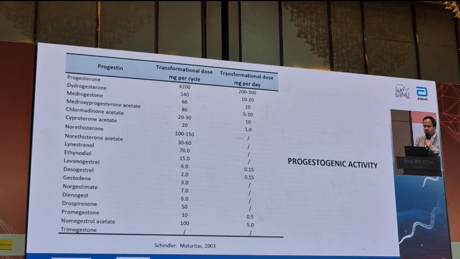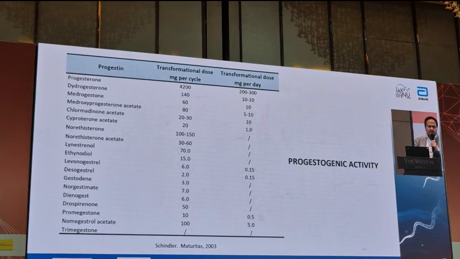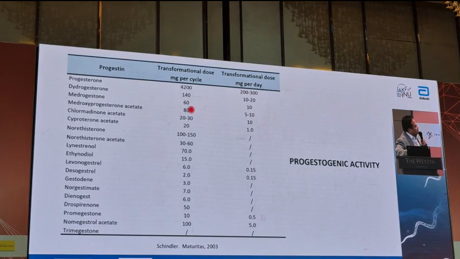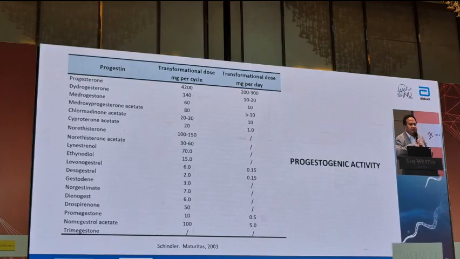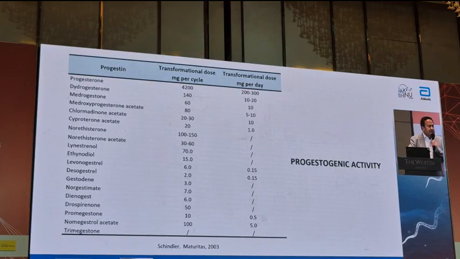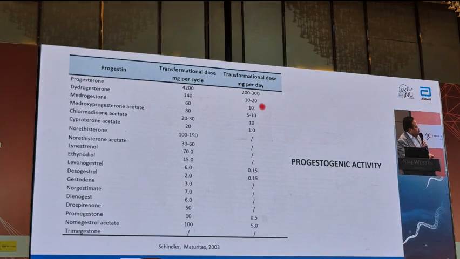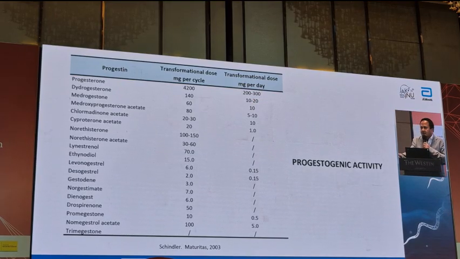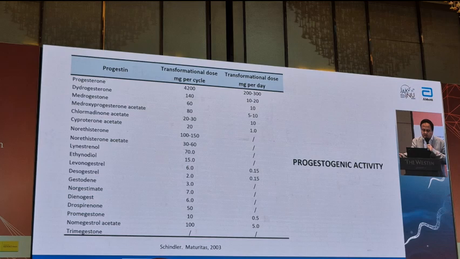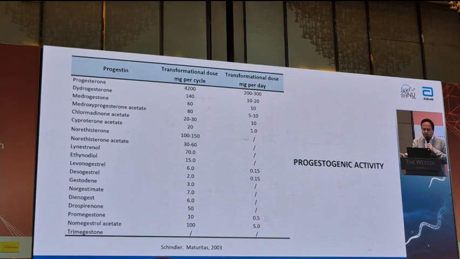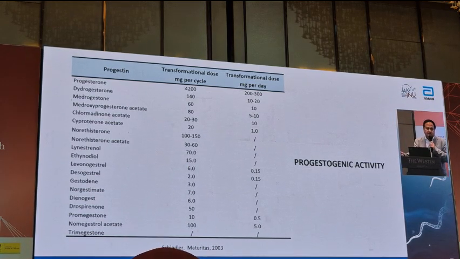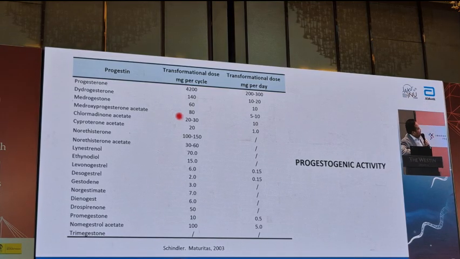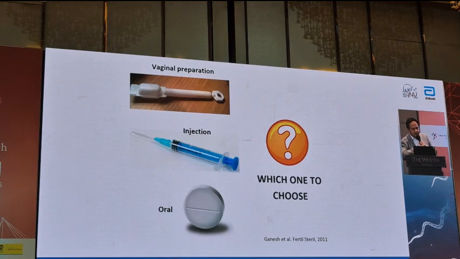Each progesterone type is really different. If you want to use natural progesterone, you need at least 4,200 milligrams per cycle to transform the endometrium. The daily dose, we need at least 200 to 300 milligrams daily if we use natural progesterone. And if we use dydrogesterone, we need only around 10 to 20 milligrams daily, up to 30 milligrams daily, or up to 140 milligrams per cycle to transform the endometrium.